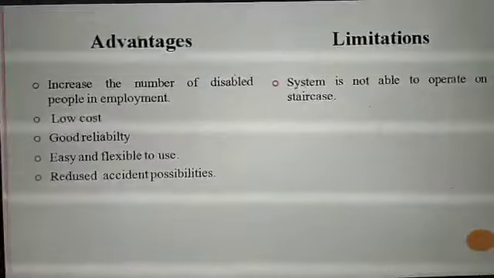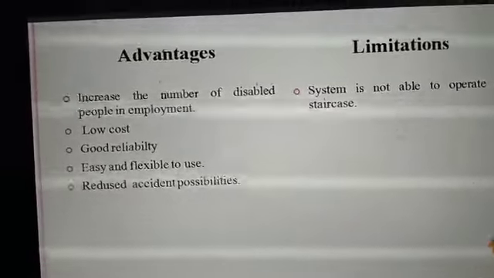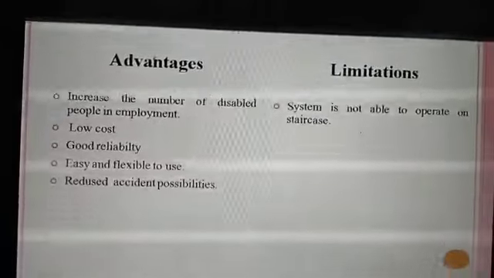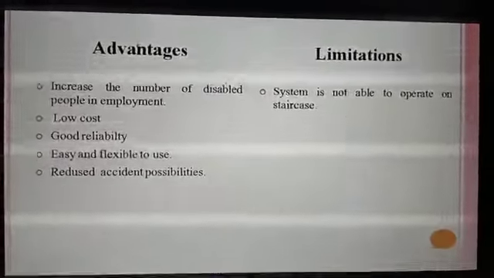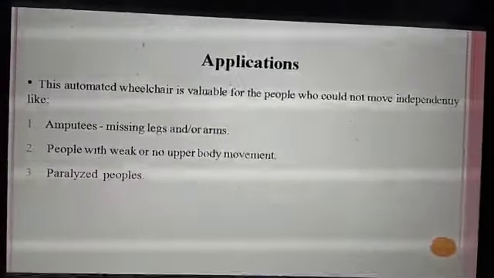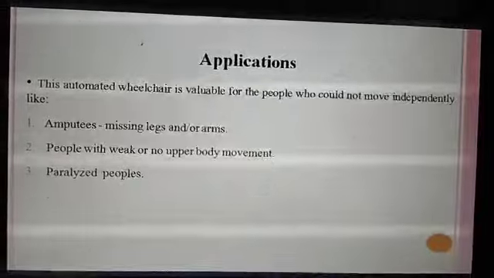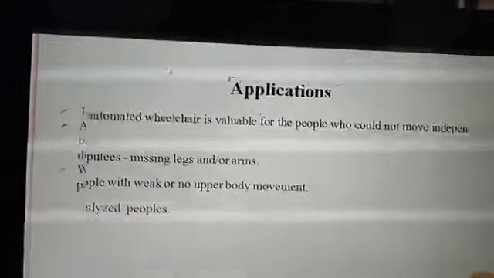Advantages of the system: increases the number of disabled people in employment, low cost, good reliability, easy and flexible to use, and reduced accident probabilities, because we have used a speed control mechanism. The limitation is that it cannot be operated on a staircase surface. Applications: it is for amputees, people missing legs and arms, people who are weak or have no upper body movement, and paralyzed people, etc.